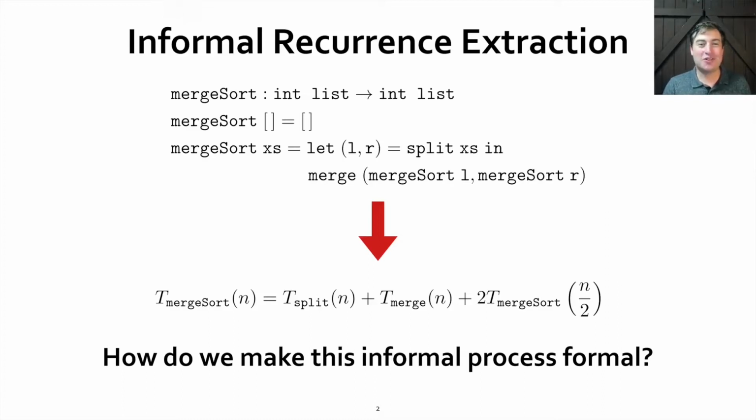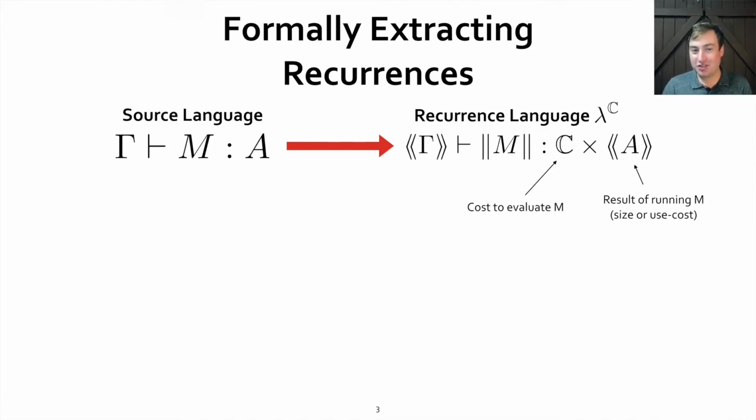And I guess rather than keep you all in suspense, I'll just show you what they came up with. So, recurrence extraction is formalized as a language-to-language translation. So given a term in some source language, we can translate it into a language that we call lambda C, which is a language whose terms are syntactic recurrence relations. Now, the overall idea of this translation, which we often call formal recurrence extraction, is to translate terms to output their evaluation cost, along with the size of the result. So, a term of type A in the source gets translated to a pair, consisting of the cost to evaluate that term, along with the size of the resulting value of type A.